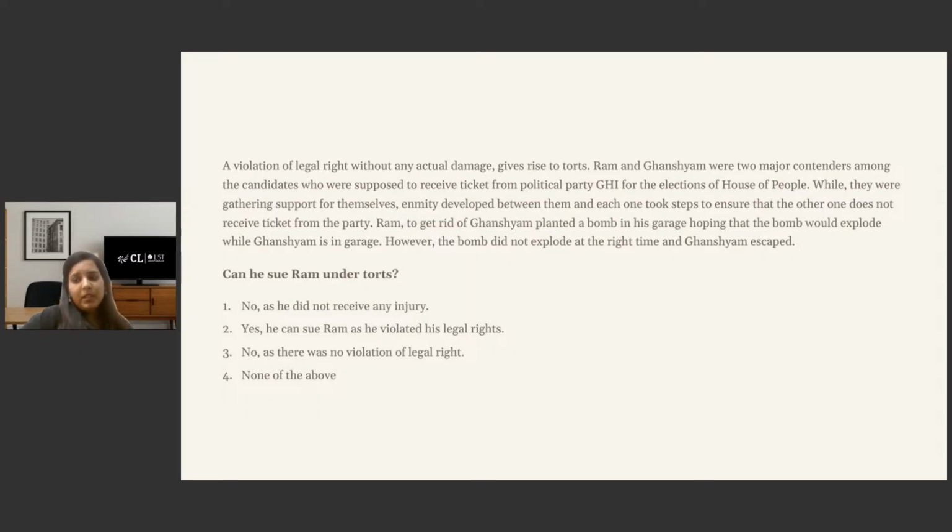The answer is going to be A. No, he did not receive any. Sorry, the answer is going to be B. Yes, he can sue Ram as he violated his legal rights. The answer is going to be B here.